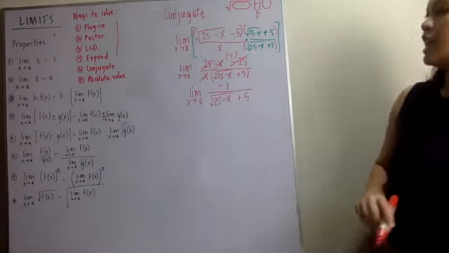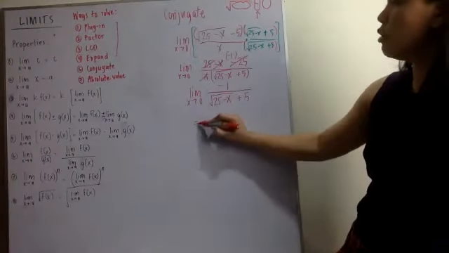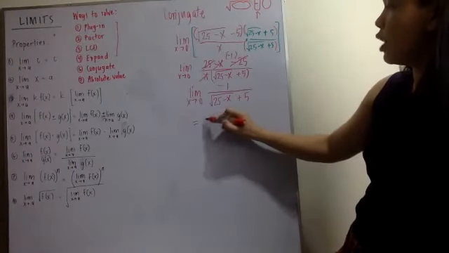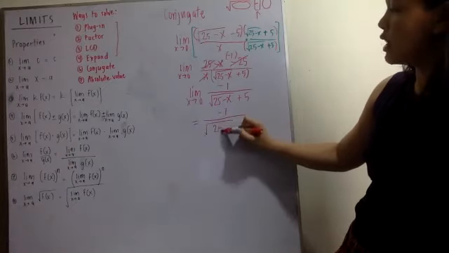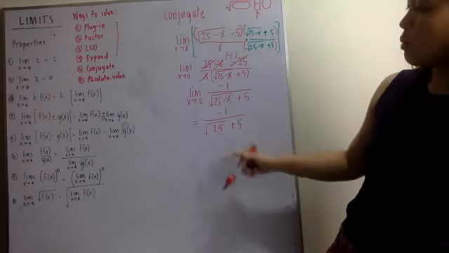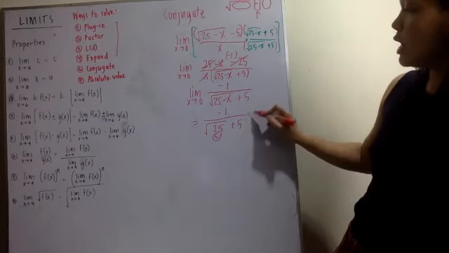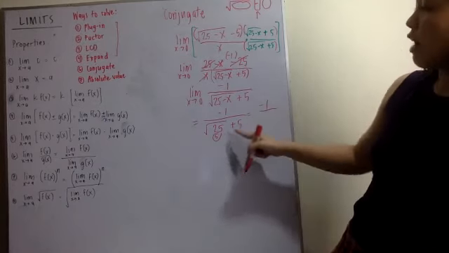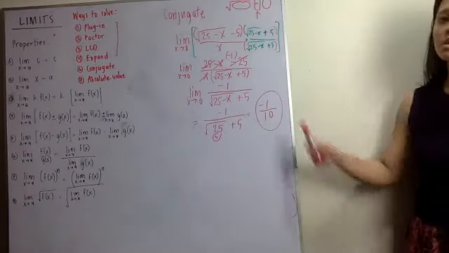Okay? Now, can we substitute? Pwede na. Okay, substitute lang natin yung 0 sa x is equal to negative 1 over square root of 25 minus 0, that's 25, plus 5. Okay? Ito magiging 5. Square root of 25, that's just equal to 5. So we will have negative 1 over 5 plus 5 or 10. Okay? So may questions dito?